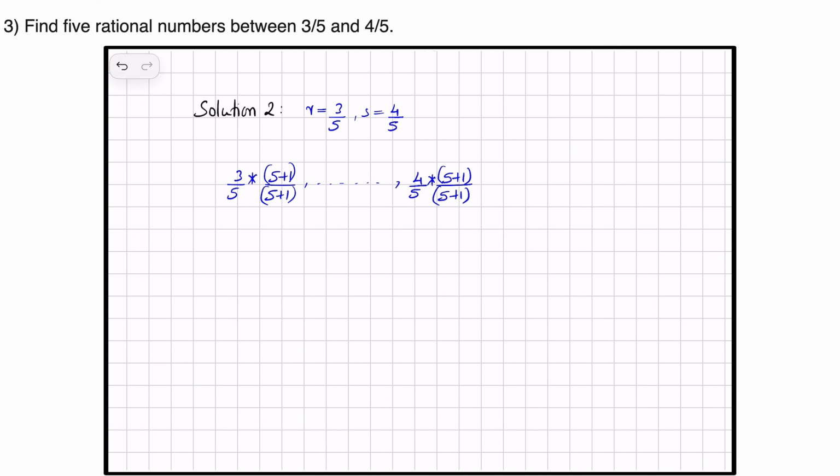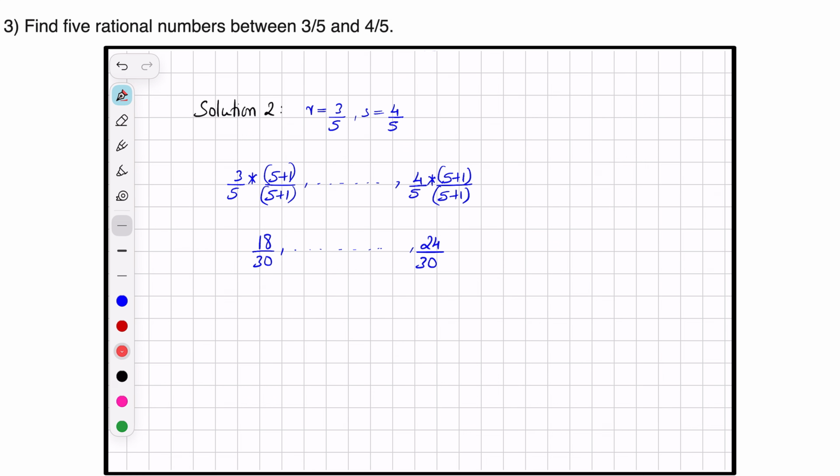So now if we calculate, -3 into 5 plus 1 is nothing but 3 into 6 or 18, divided by 5 into 5 plus 1, which is 5 into 6, and that will come to be 30. And the other number is 4 into 5 plus 1 or 4 into 6, you will have 24, divided by 5 into 5 plus 1 or 5 into 6, 30.